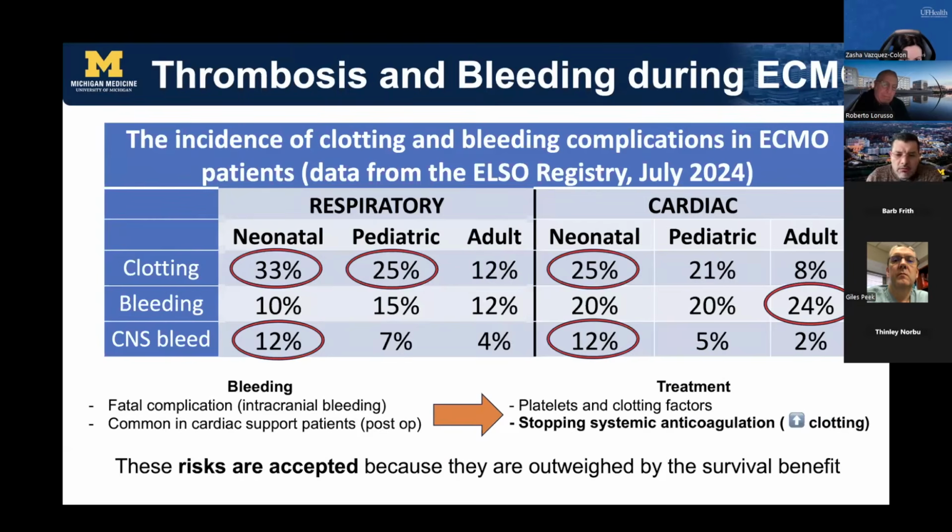So what is accepted is you provide the patient platelet or clotting factor supplementation, or you stop the anticoagulation, because the risk is accepted and outweighs the benefit for the patient.